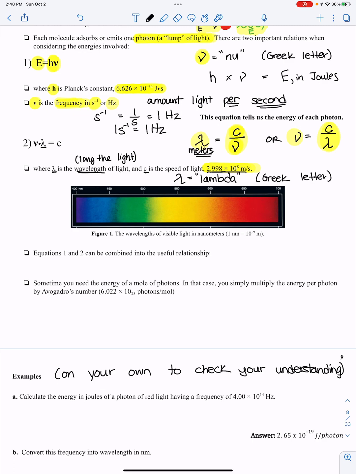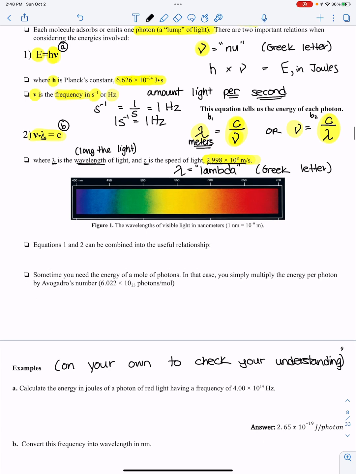Okay? So that's very important for us here. Just talking about these equations, I have 2 to 4 different equations here. I'll label them A, B, C. I have E equals h nu. I have frequency times wavelength equal to the speed of light. I could break that into B1 and B2. Wavelength is the speed of light divided by frequency, and frequency is the speed of light divided by wavelength.